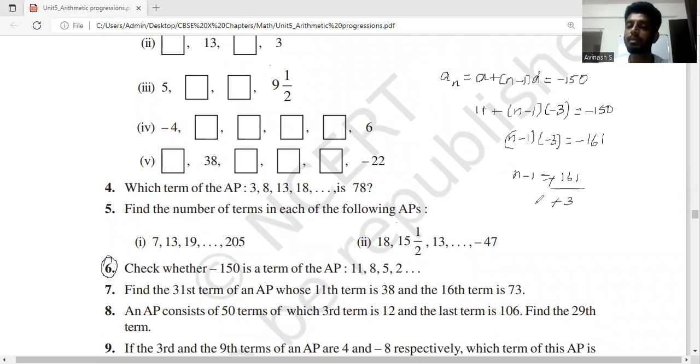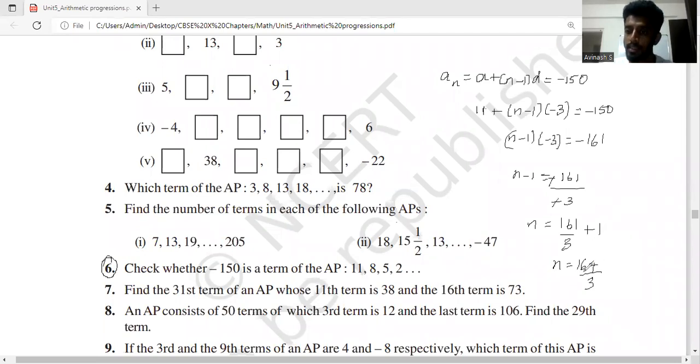Now this minus and minus will get cancelled. No need to decimalize it. So n is equal to 161 by 3 plus 1. Now when you take LCM, we get it as 164 by 3. When you take LCM, that is by 1 into 3 and all of that, you get it as 164 by 3.